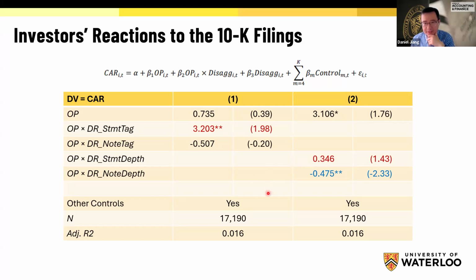Also, interestingly, we find a significantly negative coefficient for the interaction term between OP and the average level of depth among tags in the note, which in our opinion suggests that the granular information in the note could actually impose higher processing costs on investors, and it may jeopardize investors' understanding of the pricing implication from this operating profitability signal.